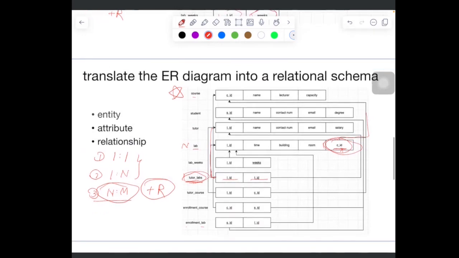So that's all for the translation, and finally we can get the final relational schema. If you have any further questions, please ask me and I will try my best to help you.